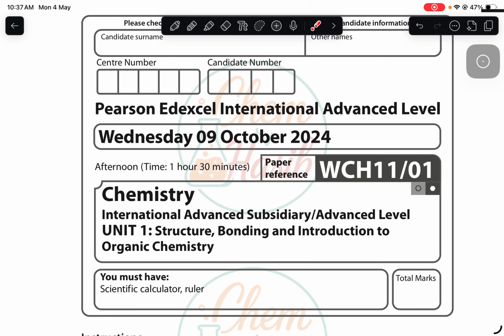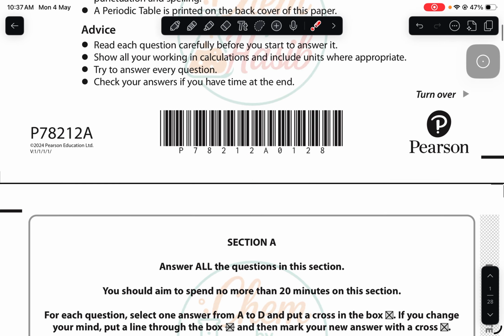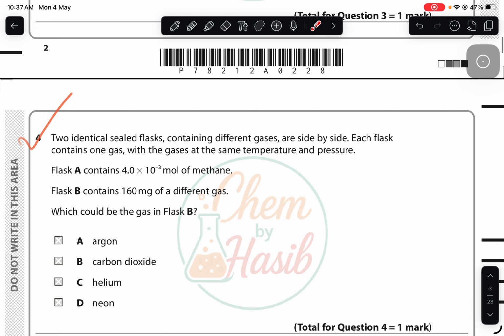So now let's move on to question number 4. Question number 4 says you have two flasks. One flask contains 4.0 × 10^-3 moles of methane. The other flask contains 160 milligrams of a different gas. Now you are to find the identity of the gas in flask B.